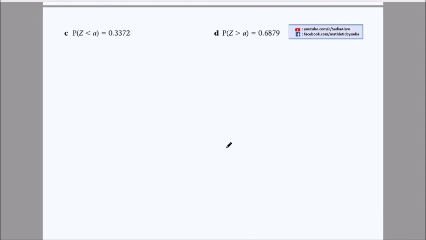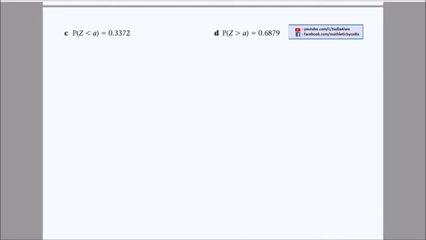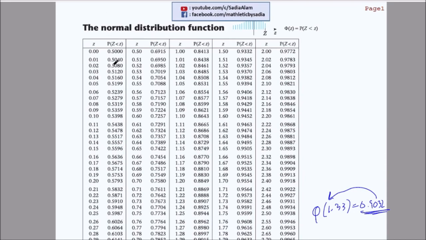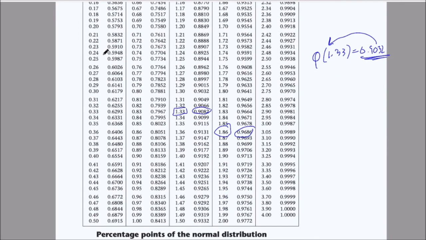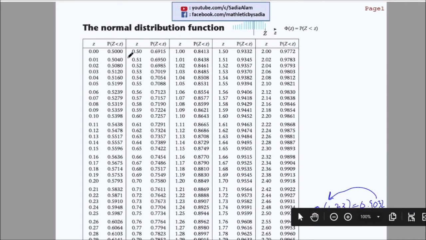So next is part C. Okay, so for part C we have probability Z less than A, so that's actually phi of A, and we have 0.3372. So the problem in this math is the probability is 0.3372, but if we look at the table, the value of probability actually starts from 0.5 in this table, right? 0.5, and the maximum value here is 1. So we have very limited values of probability, so we need to start from 0.5.